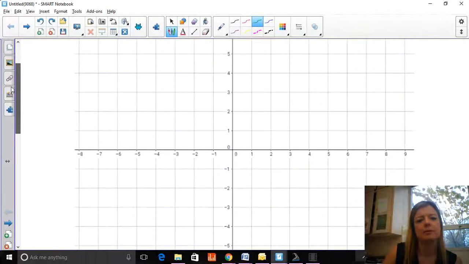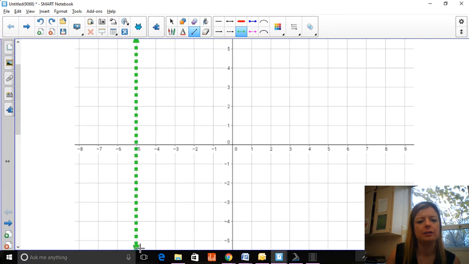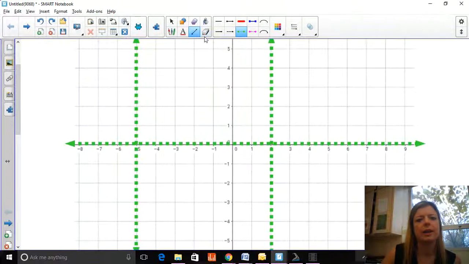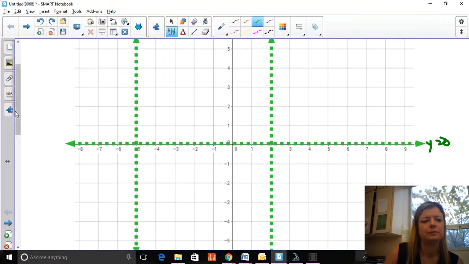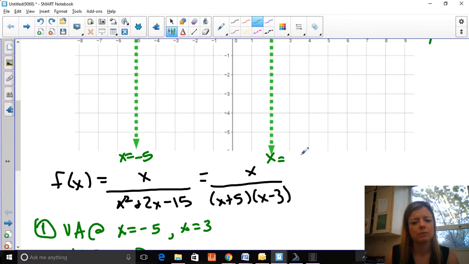Okay, so I can graph those up here with my handy dandy line. X equals -5, there's 1, 2, and x equals 2, was that the other one? I think. And then y equals 0. Okay, and then I can label all of those with the equations. Oh, it was supposed to be 3.